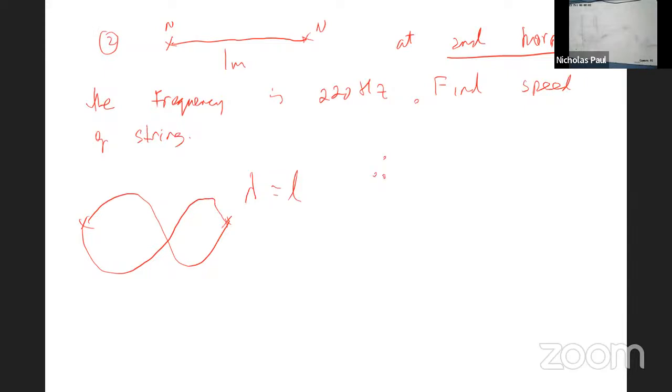So therefore, lambda is equal to 1 meter. So the speed of the wave is f lambda, frequency is 220, lambda is 1. So your answer is 220 meters per second. Right? I only got 3 answers.